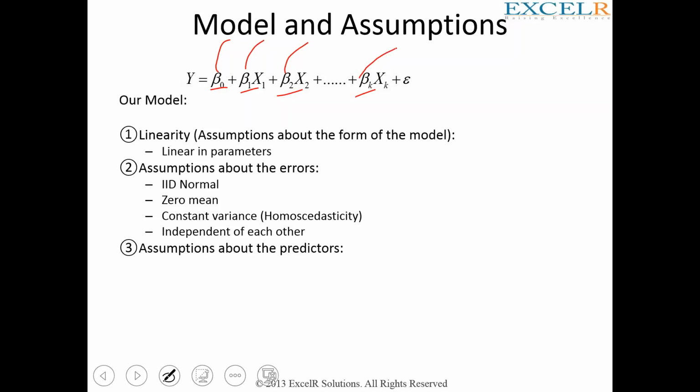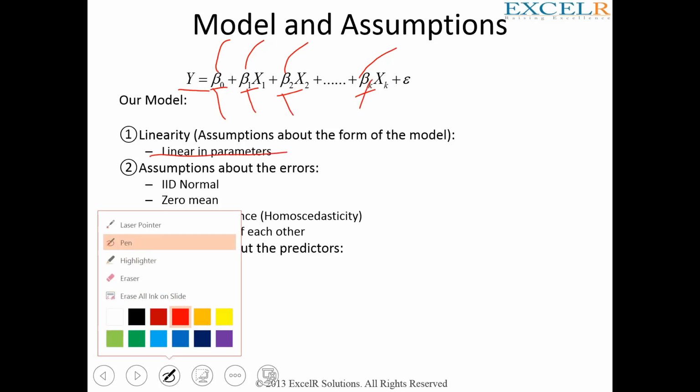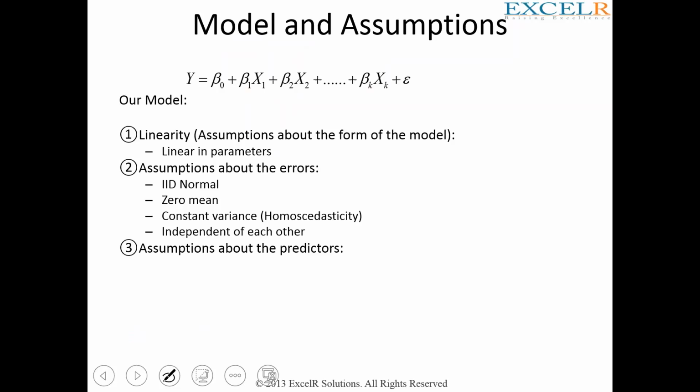Linear in parameters means the relationship between y and x is linear given these coefficients, or given these parameters. That is why it is called linear in parameters. Then we have assumptions about the errors, and assumptions about the predictors. And what was the first assumption? All your predictor values should be non-random. That means you should have identified all the observations of input variables upfront.